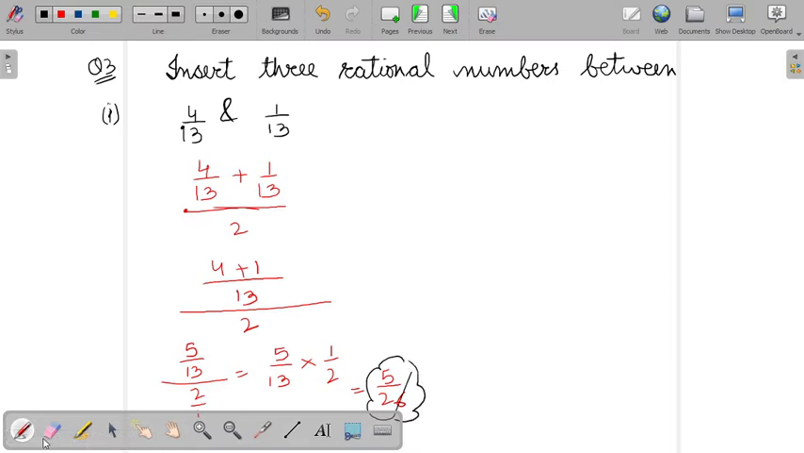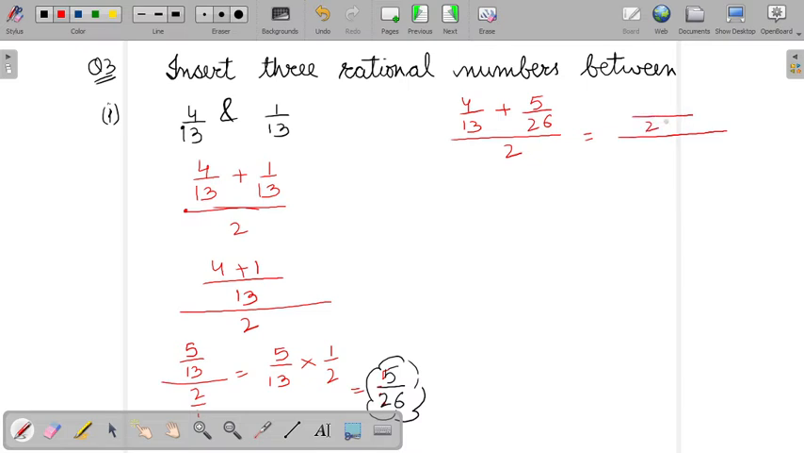First rational number. So, how will you find the next one now? This is 5 by 26. Now, to find the second rational number, what will you do? You will make a pair of 4 by 13 and 5 by 26. You can take these two together now. So, to find the next rational number, you will take 4 by 13 plus 5 by 26 and divide it by 2. So, next step, LCM.